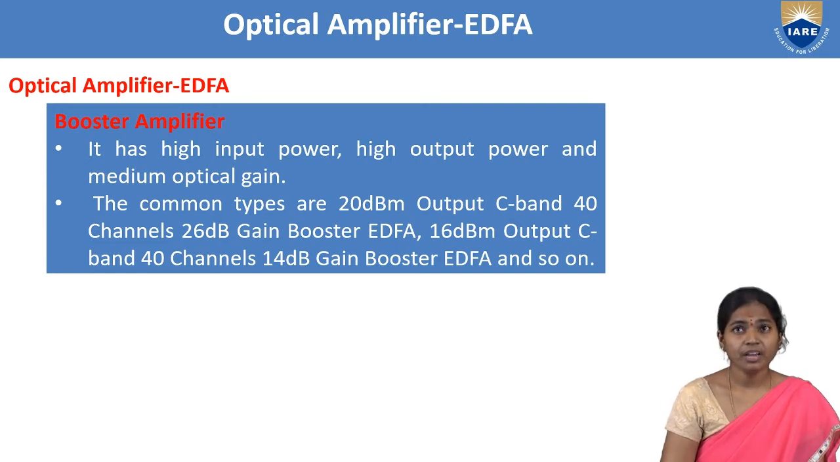So here it has high input power, high output power, and medium optical gain. The common types are 20 dBm output for C band, 40 channels and 26 dB gain booster EDFA. Then 16 dB output C band, 40 channels, 14 dB gain booster EDFA, and so on.